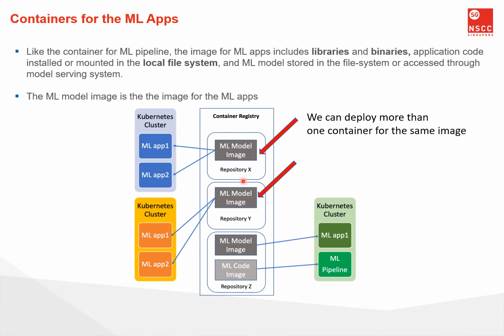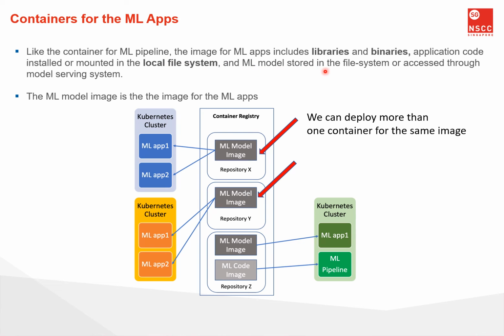Now for the machine learning apps itself, you can see that there's two here and also one more here that is actually being spun up from the image. Unlike the machine learning pipeline, the apps are mainly for prediction, so it only contains the binaries and libraries needed for the application code and prediction itself. So we don't need the additional ones for building and hyperparameter tuning. Those would be inside the pipeline's image rather than in the machine learning app.